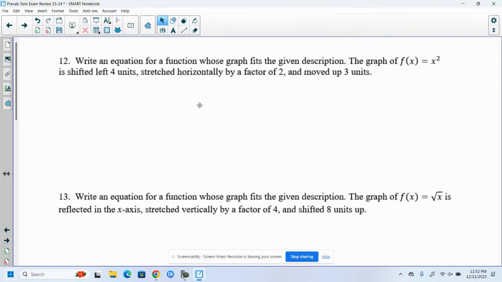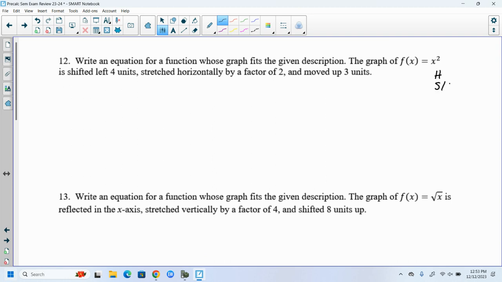All right, let's take a look at some of these other exam review problems. So for number 12 and 13, they're both very similar. In fact, we're doing a transformation. Don't forget high school review. Okay, horizontal shift, stretch or compress, reflection, vertical shift. Write an equation for a function whose graph fits the given description.